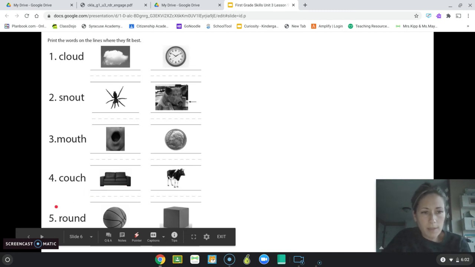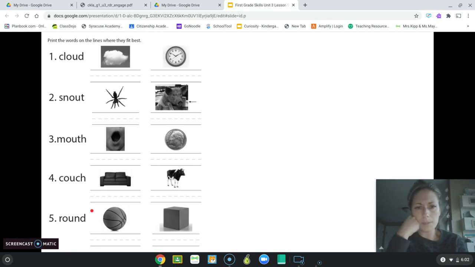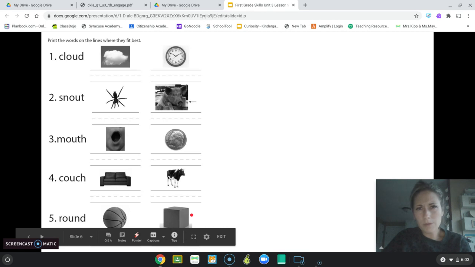All right, last one. Let's sound it out. Ow, n, d. Ow, n, d. Round. Which one of those pictures is round? Is a box round? No, that's silly. A ball is round, so we would write round under the basketball.